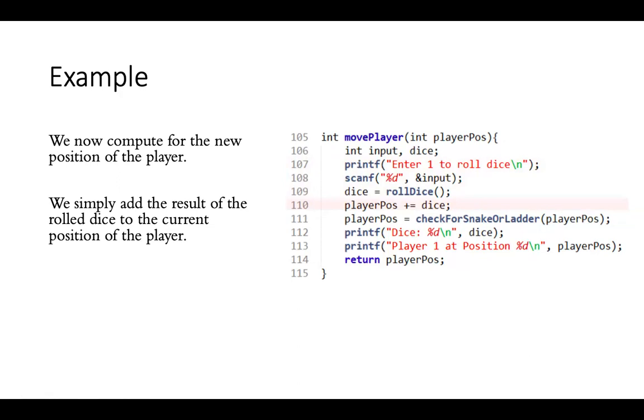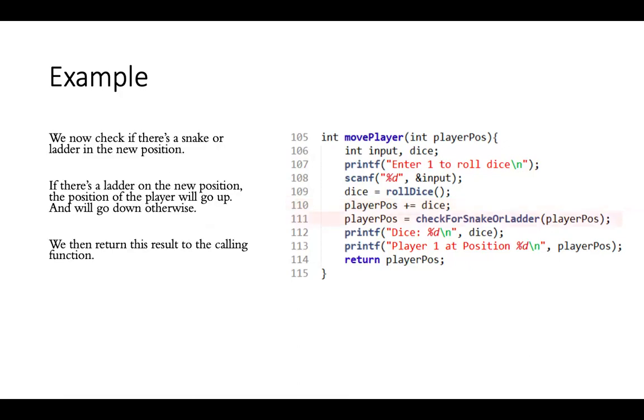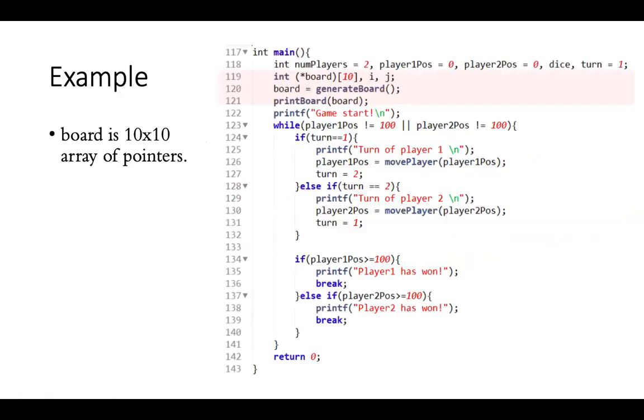And then we compute the new position of the player. We simply add the result of the rolled dice to the current position of the player. And then we check if there's a snake or ladder in the new position. If there's a ladder in the new position, then the position of the player will go up, and will go down if there's a snake. And we then return this result to the calling function.